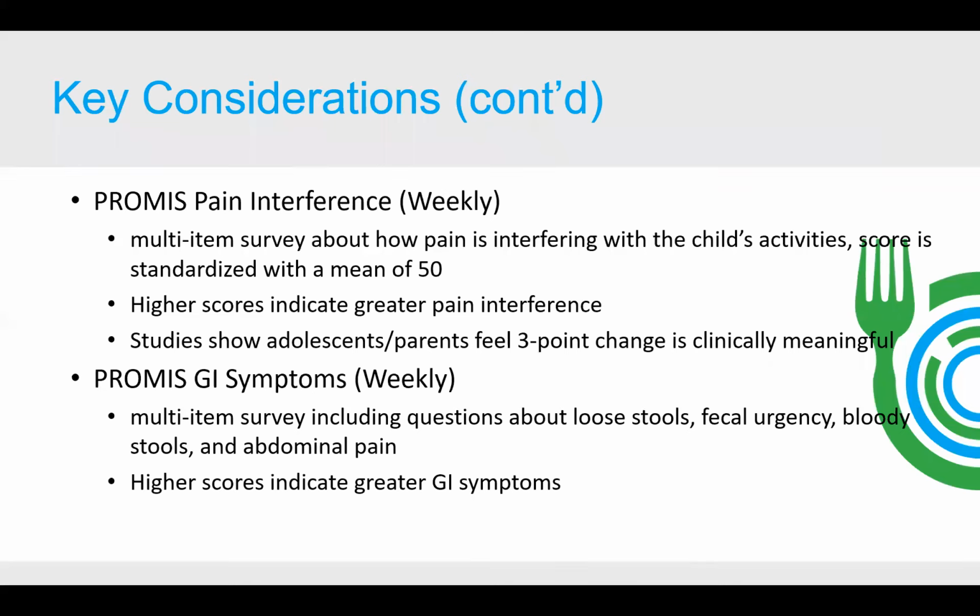Patients are also tracking a PROMIS measure that tracks GI symptoms. Again, this is also a multi-item survey that includes questions about loose stools, fecal urgency, bloody stools, and abdominal pain. Again, it's standardized with a mean of 50, and higher scores indicate greater GI symptoms.